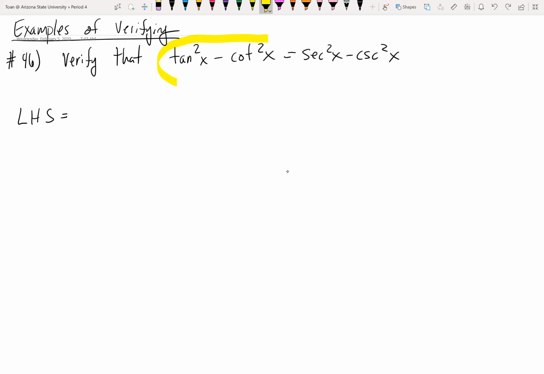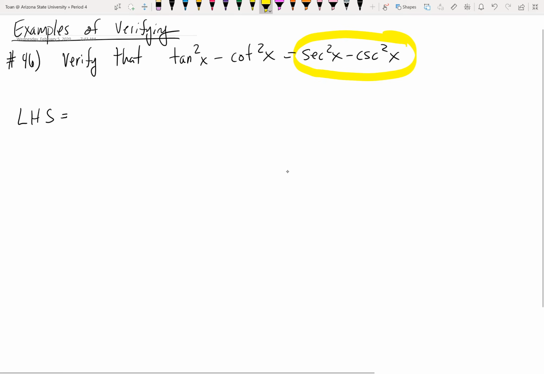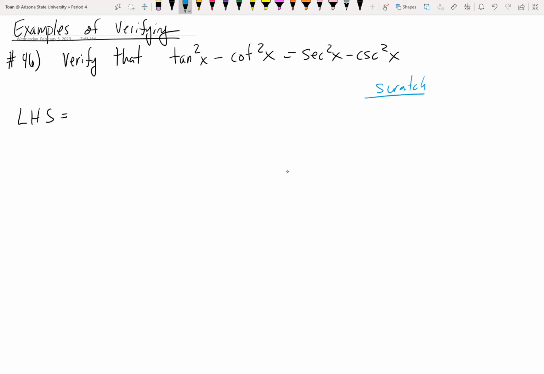So I noticed I'm starting with tangent squares and cotangent squares, and somehow I'm supposed to end up with secant squares and cosecant squares. Well, we have to remember, so this is my scratch work, my thinking. I know that there is a relationship between tangent squares and secant squares and cotangent squares and cosecant squares. Namely, I know the Pythagorean identities. I know that 1 plus tangent squared x equals secant squared x, and I know that cotangent squared x plus 1 equals cosecant squared x.